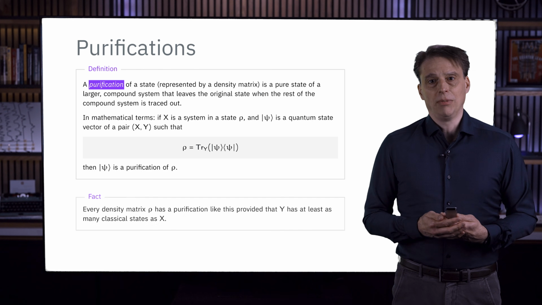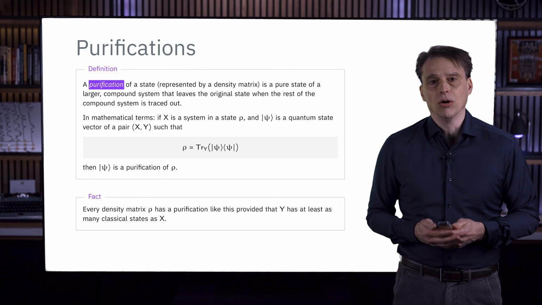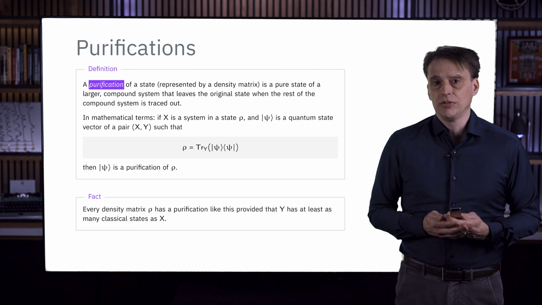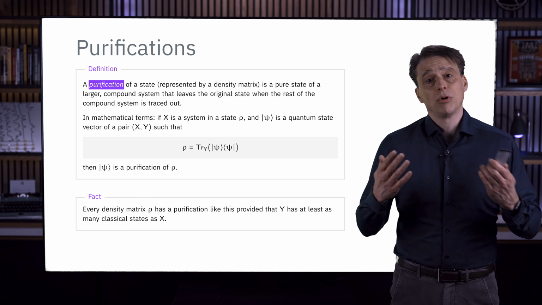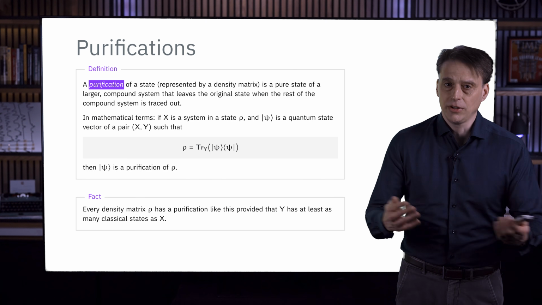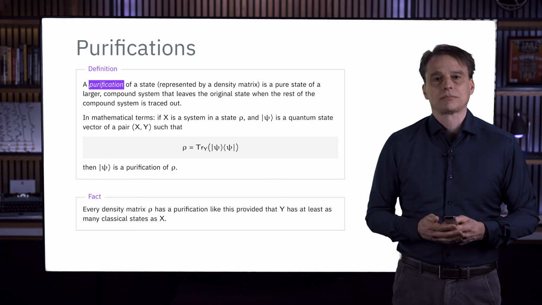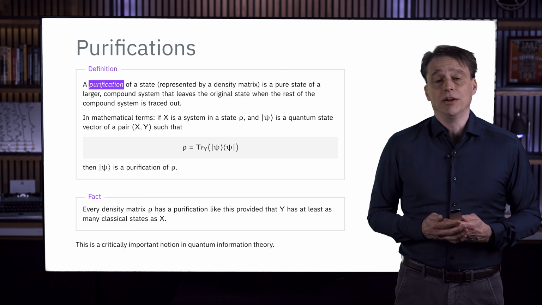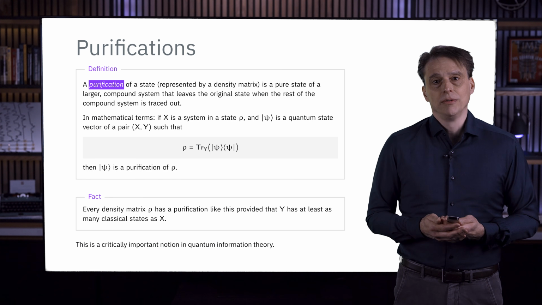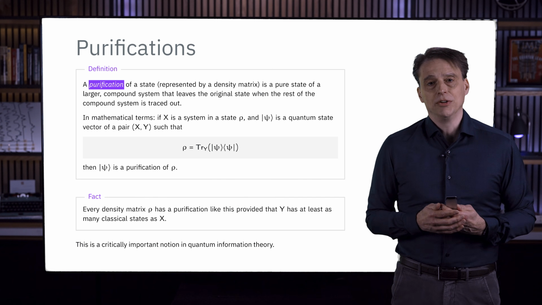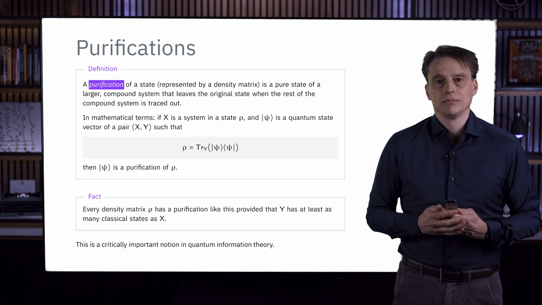And the first thing to say about this definition is that purifications always exist for every density matrix ρ. And to be more precise, every density matrix ρ has a purification like the definition describes, provided that the system Y is at least as large as X, which is to say that Y has at least as many classical states as X. The notion of a purification and the fact that purifications always exist turns out to be critically important, and it's also part of what makes quantum information beautiful. And hopefully I'll be able to convince you of that fact by the end of the lesson.